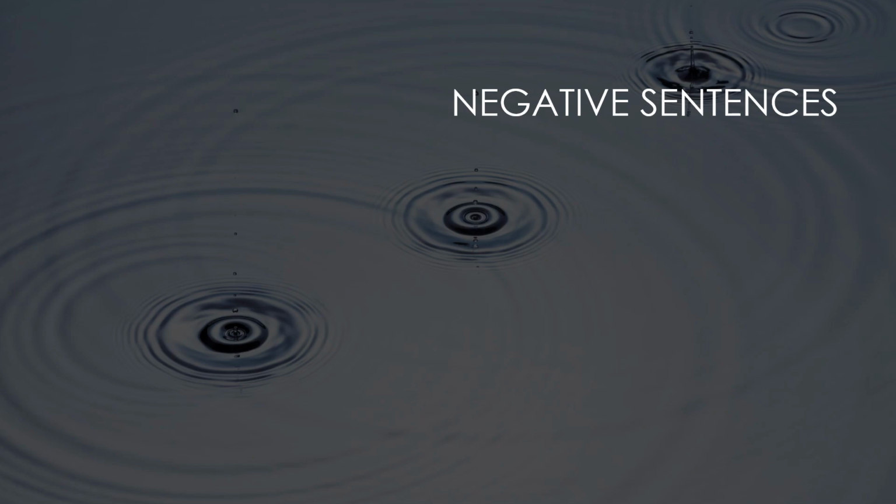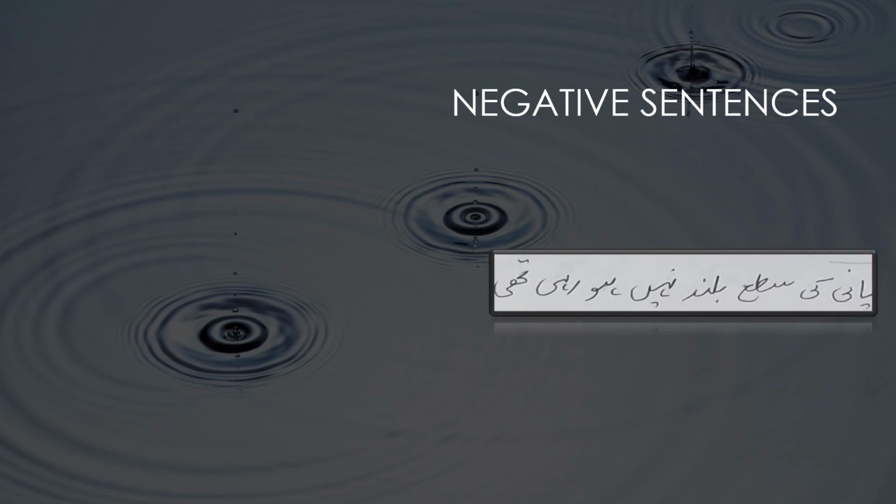Now we will look at the sentences in negative form. Another example from your book is पानी की सतह बुलंद नहीं हो रही थी. As you can see, रही थी at the end of sentence, again indicating that this is continuous past. Let's look at the words sata, level, buland, rise. The translation will be: the water level, पानी की सतह, was not rising, बुलंद नहीं हो रही थी.